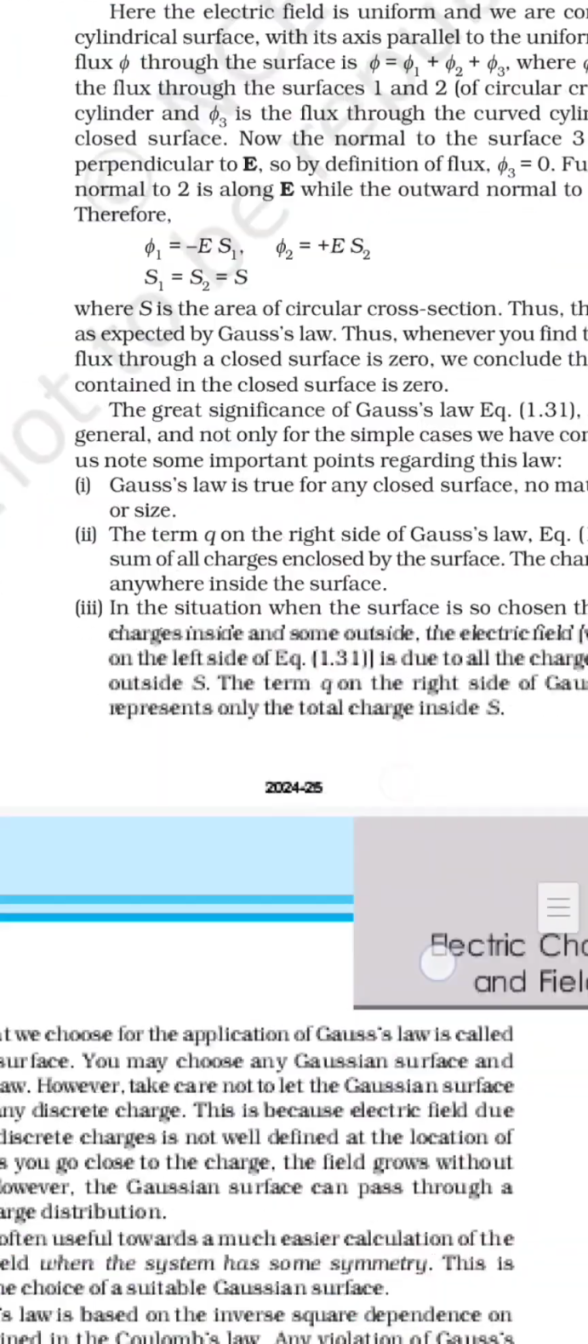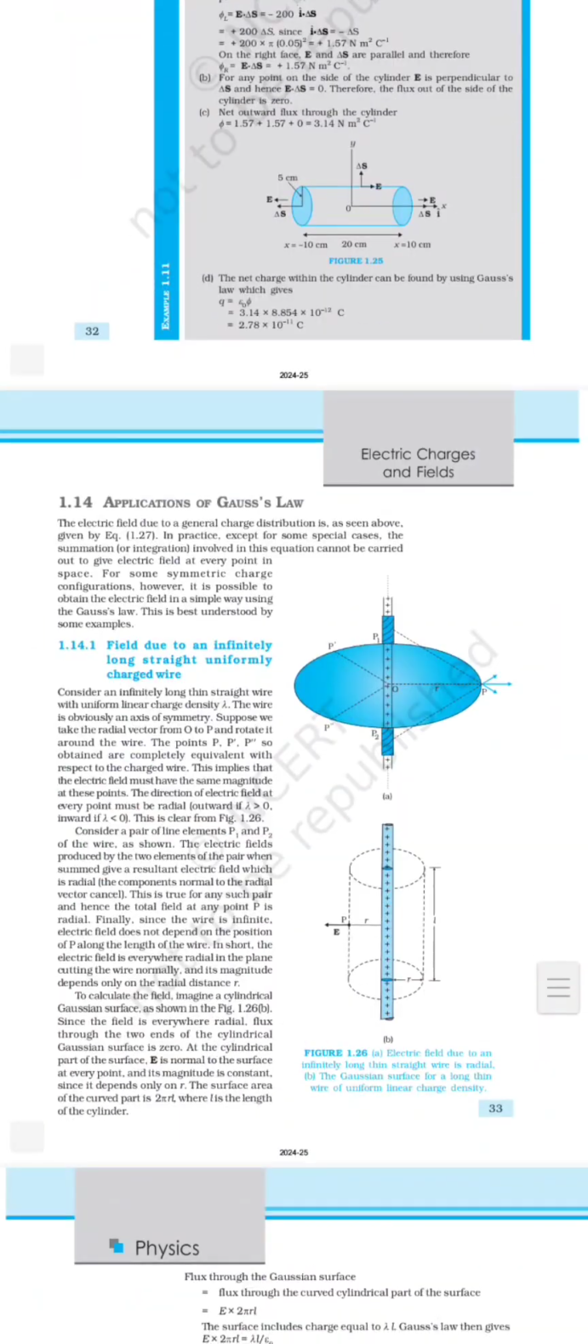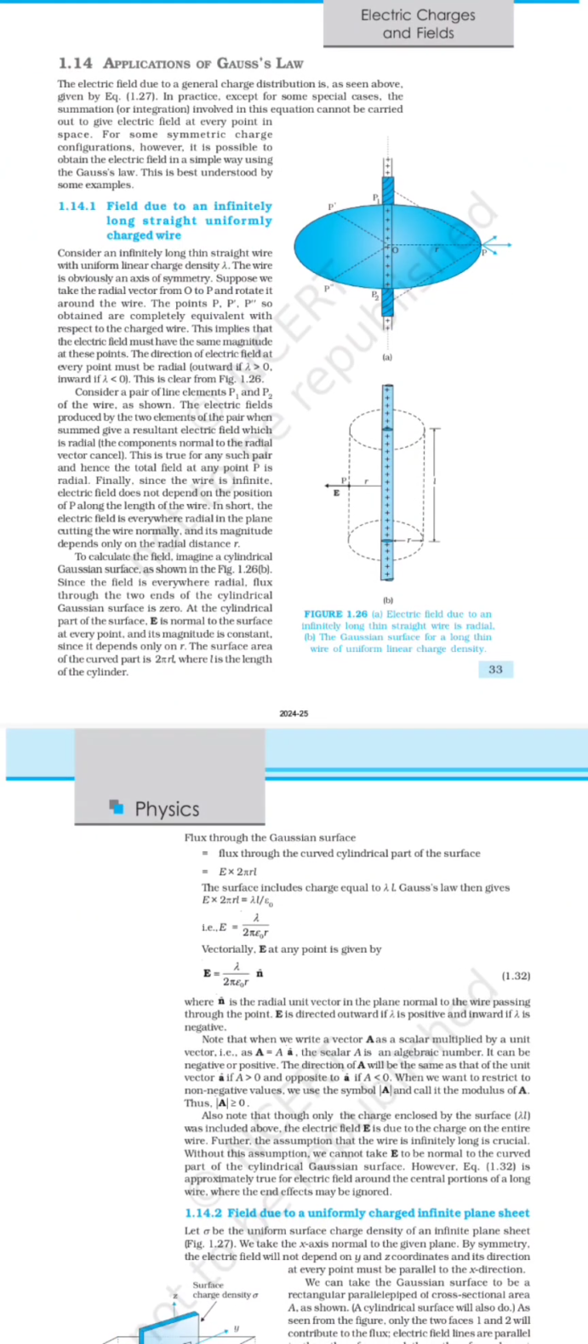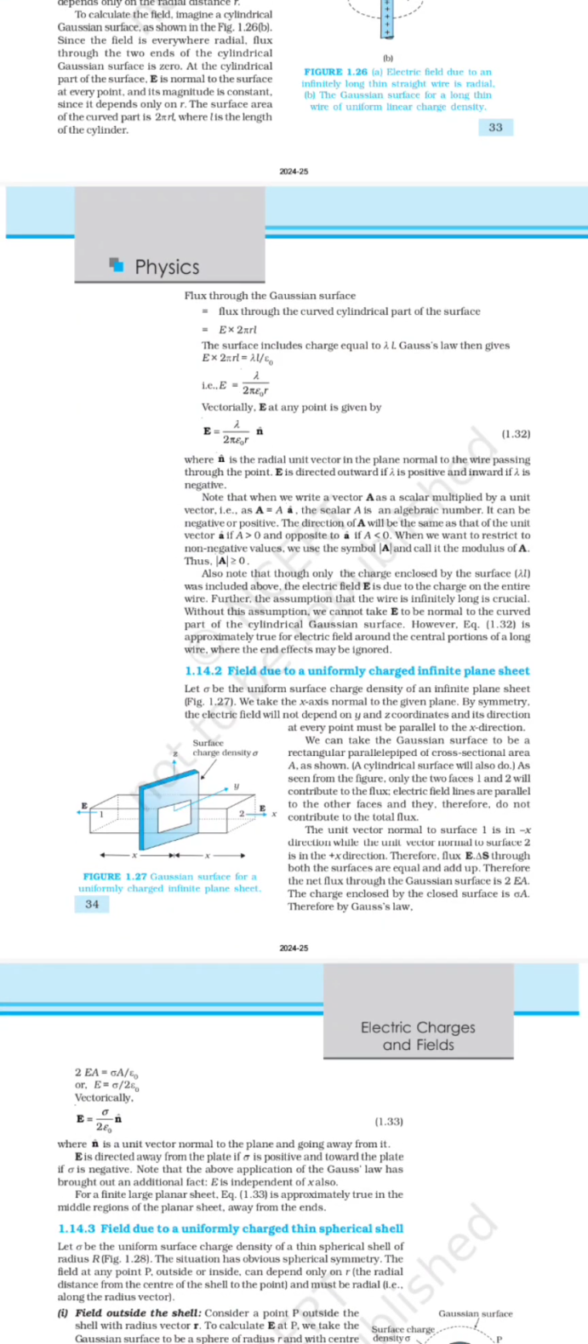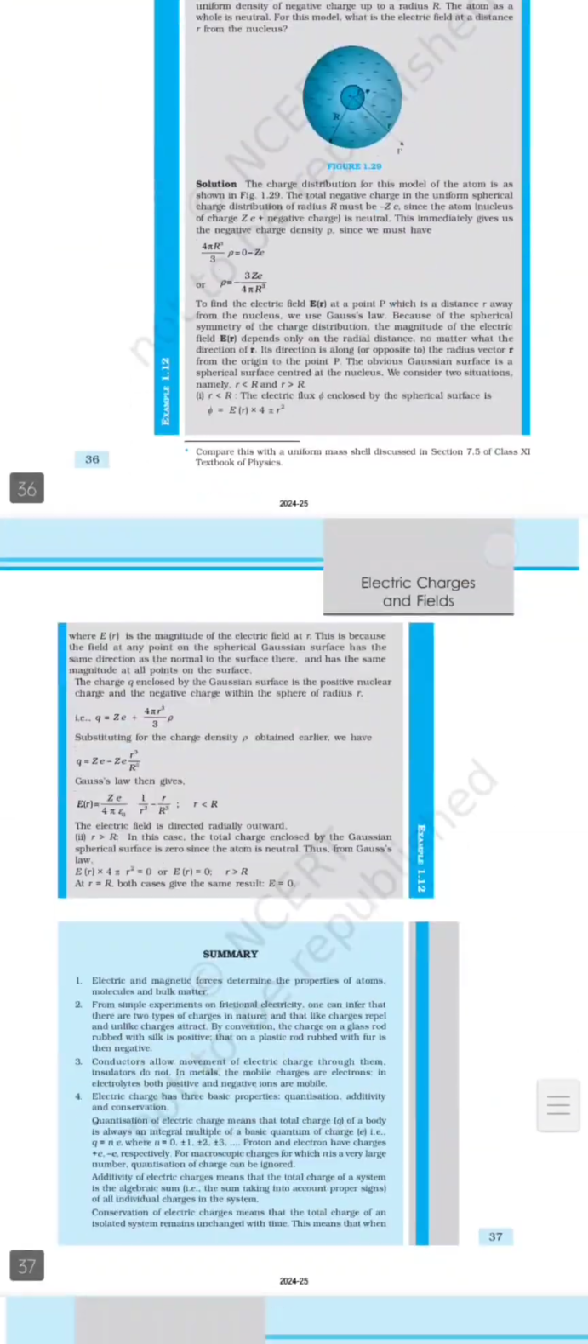Then we have applications of Gauss law. What are the applications of Gauss law? For an infinitely long straight uniformly charged wire, E is equal to lambda by 2 pi epsilon naught r, where lambda is the linear charge density. Then we have fields due to a uniformly charged infinite plane sheet, which is E equal to sigma by 2 epsilon naught, and a uniformly charged thin spherical shell, which is E equal to KQ by r square r cap. So this is how we end the chapter. This is the summary.